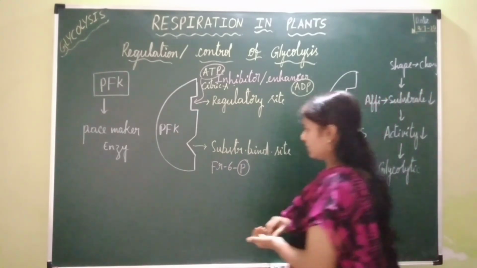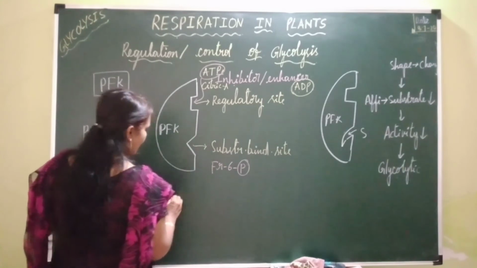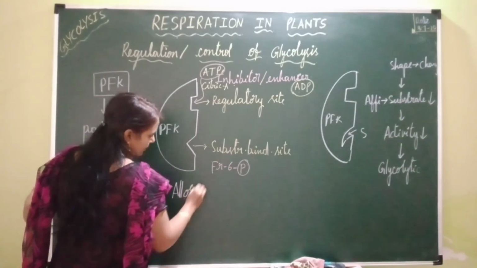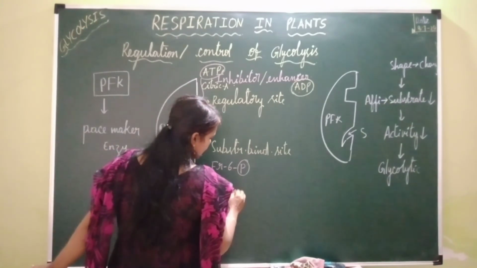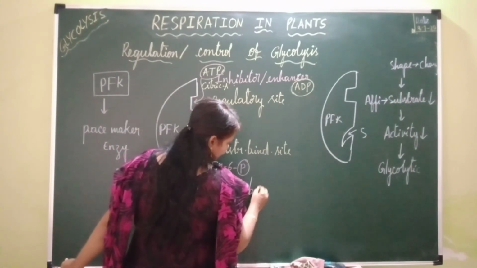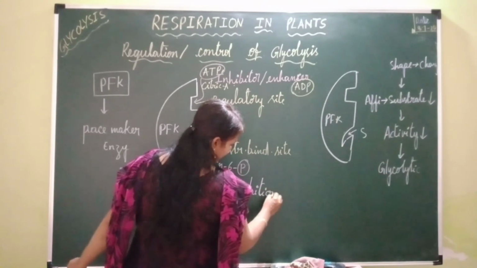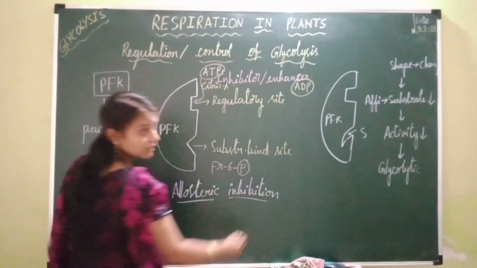This type of regulation by this enzyme, this type of inhibition of the enzyme, is called allosteric inhibition. Allosteric inhibition. Hope you understood this concept, students.